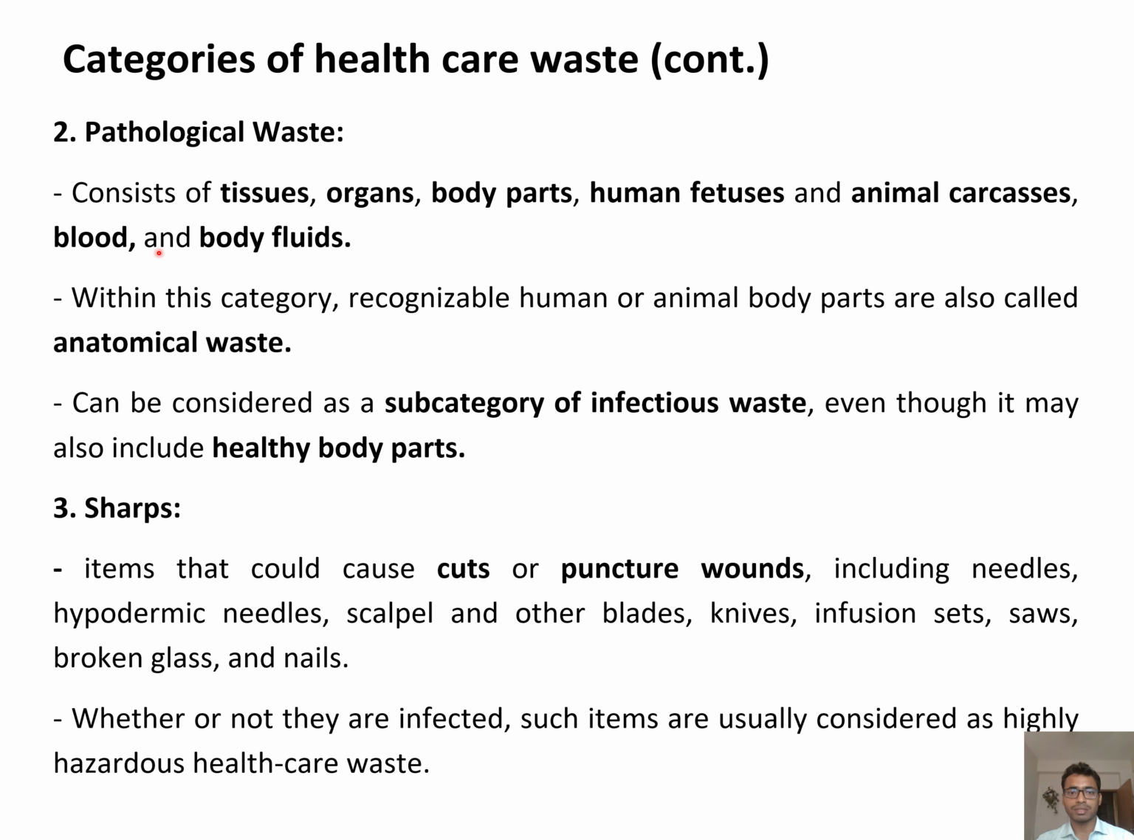Then pathological waste. You need to differentiate among each other. What is infectious waste? What is chemical waste? What is pathological waste? So pathology. Patho means related to disease. It consists of tissue, organ, body part, human fetus, animal carcasses, blood, body fluids, etc. Within this category, recognizable human and animal body parts are also waste.